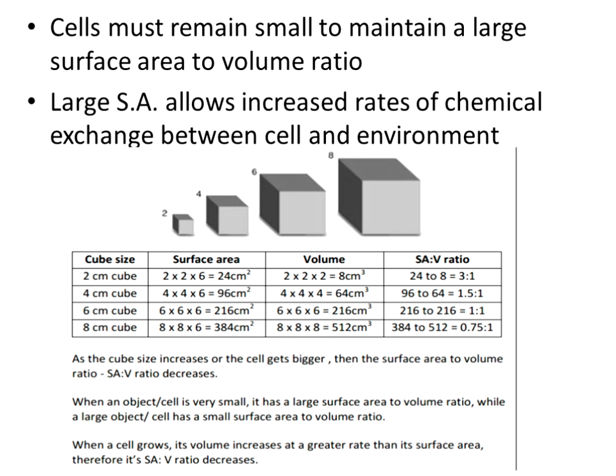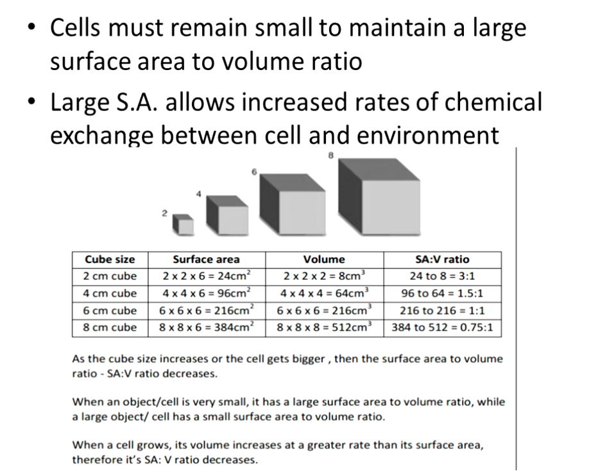So the waste will build up, and there won't be enough materials brought in for the cell to be able to function properly. So this is just a chart kind of showing you how that works. As you can look at these cubes, as we increase the size of the cube, the surface area will increase, but the volume increases much faster, so that the ratio becomes smaller.